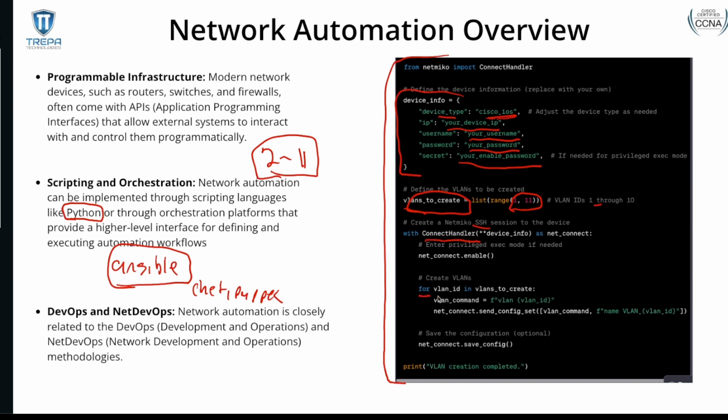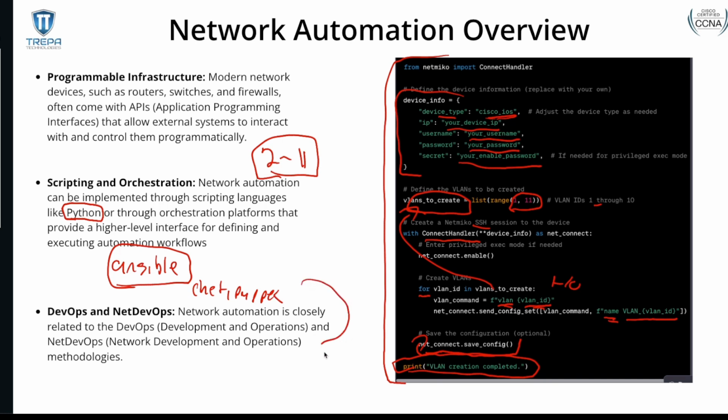So we see we have this for loop here that says for VLAN ID in VLANs to create, this variable up here, we're saying, hey, VLAN, and then the ID, looping through 1 through 10, we're going to send this command, VLAN, with the number, and then the name, and then the VLAN ID, okay? And then we're also going to save this config down here with this function, net_connect.save_config. And then we're also going to print a little verification for us. So that's just one of the ways we can do scripting and orchestration in our network environment.